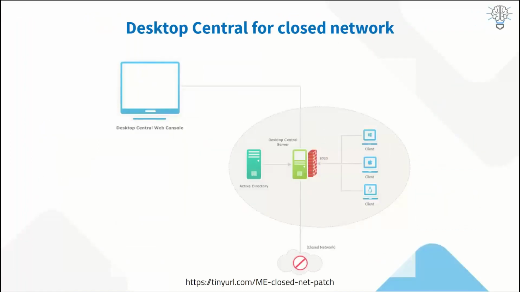Desktop Central can also be used to manage computers in a closed network. All you have to do is nominate a machine with internet connectivity to download the patches, following which these patches can be copied to the Desktop Central server hosted in the closed network, and deployed to the clients of the same network. You can find more about it on the web page mentioned below.